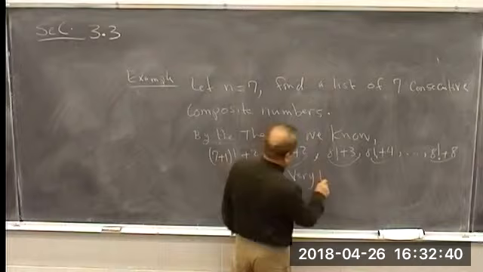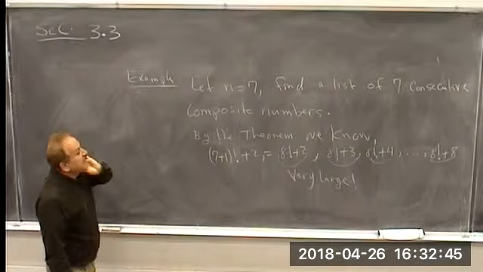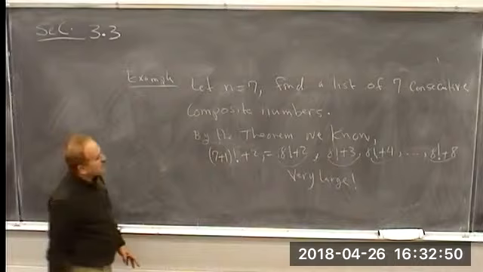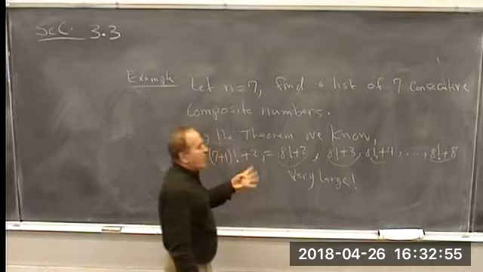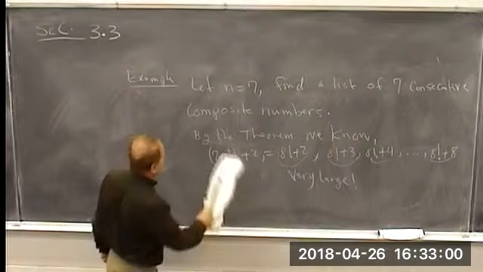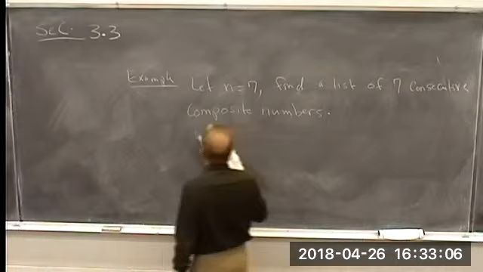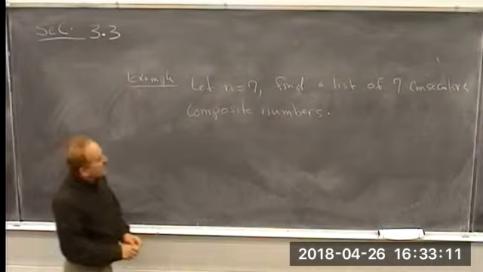But the theorem guarantees it. On the other hand, you could find much, much smaller numbers, 7 consecutive or more, composite numbers, their length is 7. So the theorem guarantees this, but the numbers involved here are very large. If n is equal to 100, forget it, even to calculate 101 factorial and then start adding numbers to it.